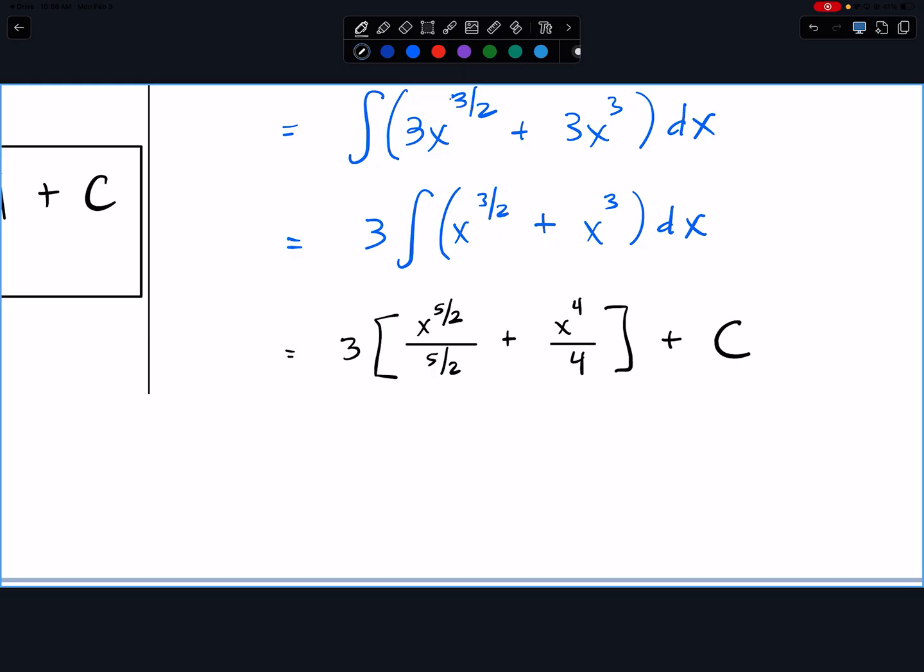Now, when I'm dividing by this, it's the same thing as multiplying this by what? The reciprocal, which is 2/5. Okay, so I'm going to do this in one step. 2/5 times 3 is going to be 6/5. So this is 6 over 5, x to the 5 over 2, plus 3 times this is just going to be 3x to the 4th over 4 plus c.